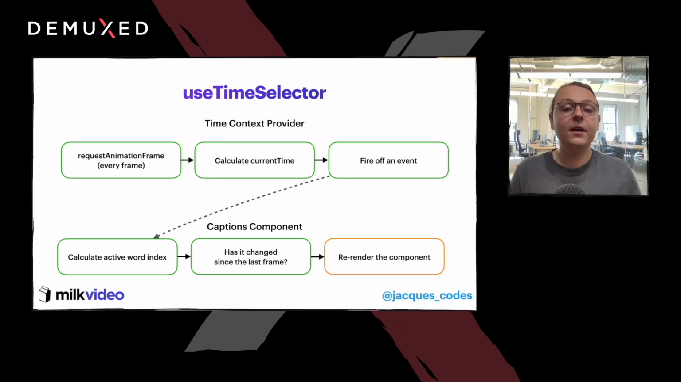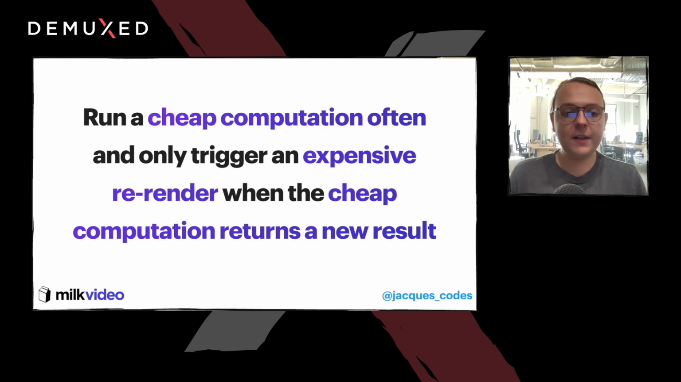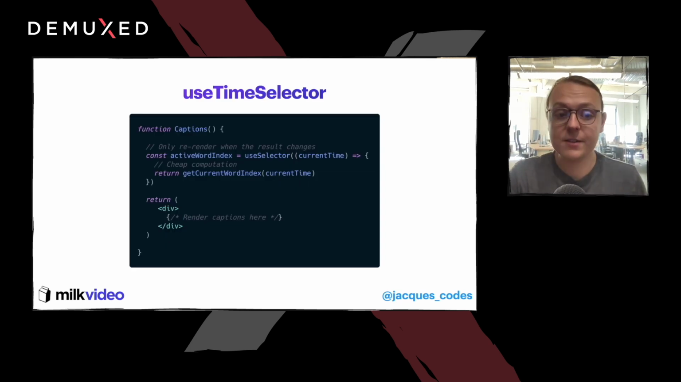And as you can see, the only part of this whole flow that actually involves React, i.e. the expense of computation, is the last step. And that happens a lot less often than everything else does. So the idea behind a selector is to run a cheap computation often, and then only trigger a more expensive computation whenever that cheap computation returns a new result. The expensive computation being a re-render in this case.